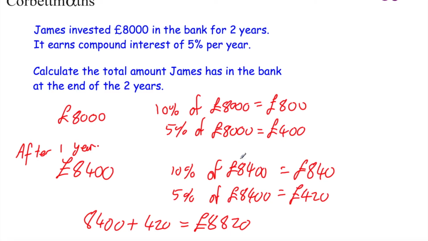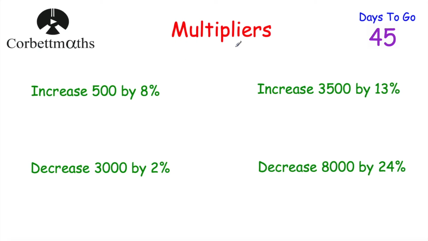Now that method could be quite time consuming, because what if the question said after 20 years? Well, we don't want to be doing this for 20 years. What we want is a quicker and easier way to work that out. Now, before we do that, I'm going to look at a topic called multipliers.